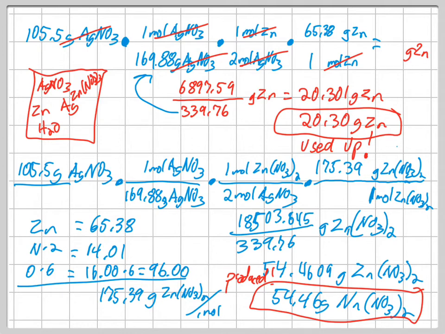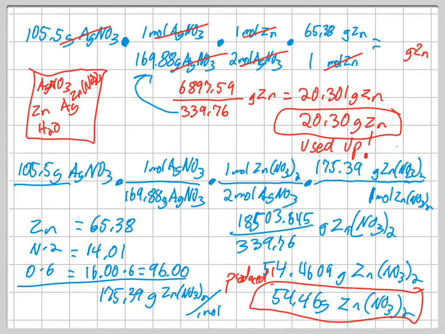Okay, so 54.46 grams of the zinc. I don't know what is wrong with me today. I keep on writing N in the place of Z. Zinc, of the zinc nitrate. All right, so now we have our zinc nitrate. We know how much zinc was used up. We also need to know how much silver metal is produced. So that's going to be our next calculation.